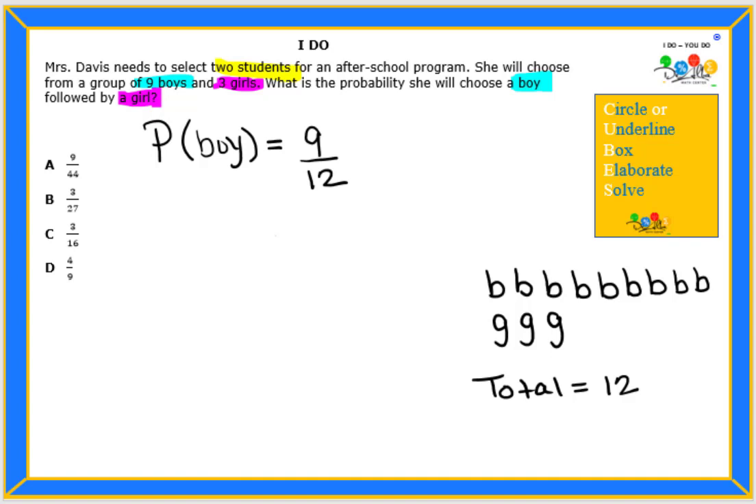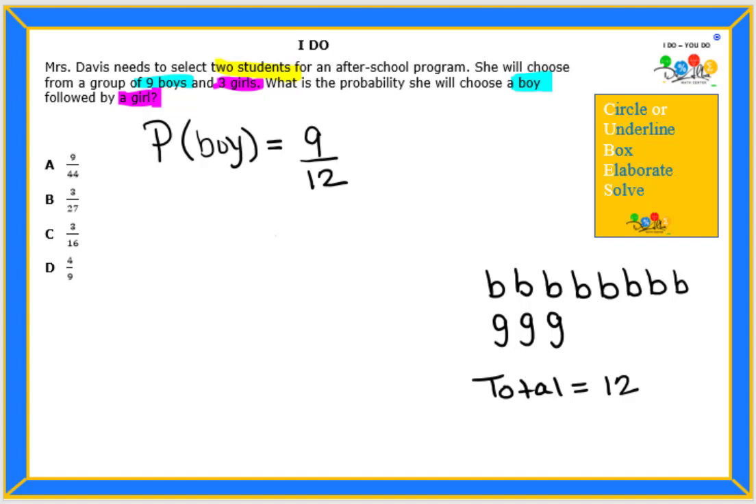And then think about what would happen once that student was selected. So if she selects the student and it is a boy that gets selected, then that student will no longer be available to be chosen. Do you think that student's name can be put back? Let's think about it. No, right? The student has already been selected for the program. So she will not select the same student as the second student for the program.